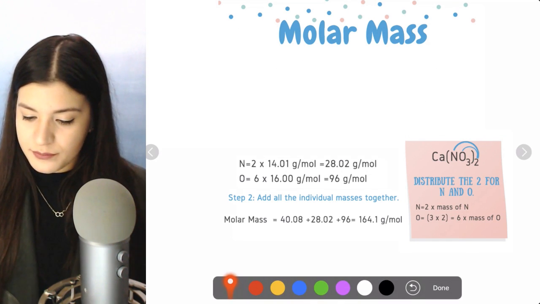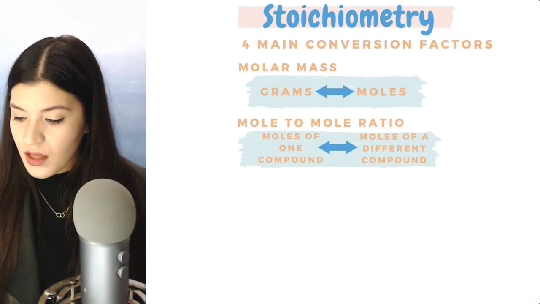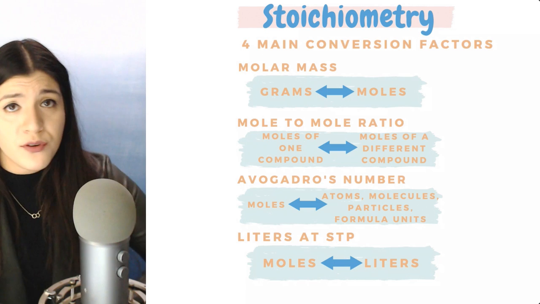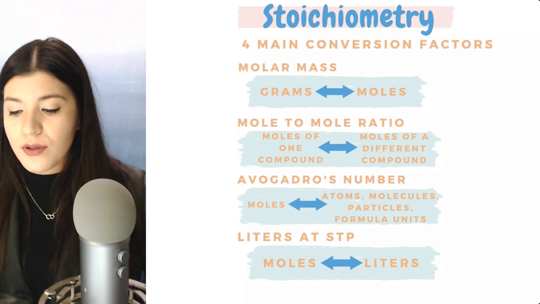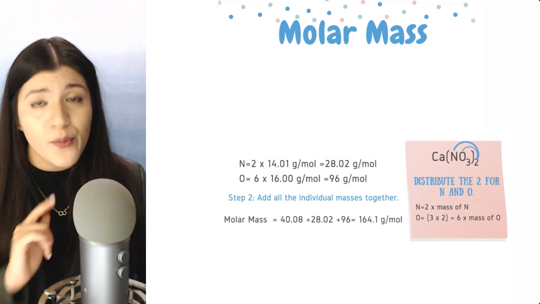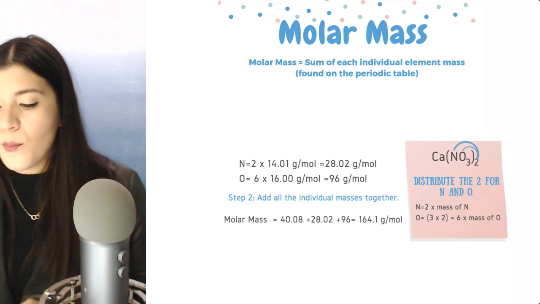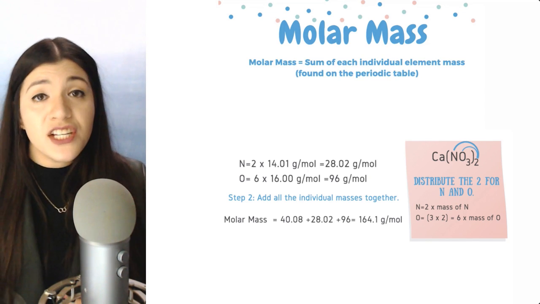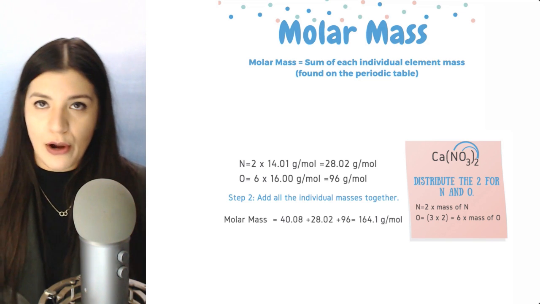All right. So this just allows us to go back and forth. These are the 4 different puzzle pieces or ways that we'll be able to figure this out. Okay. So knowing these is going to be extremely important. Let's get into it. Let's get into molar mass. And what molar mass even is, molar mass is the sum of each individual element's mass, and that's going to be found on your periodic table.